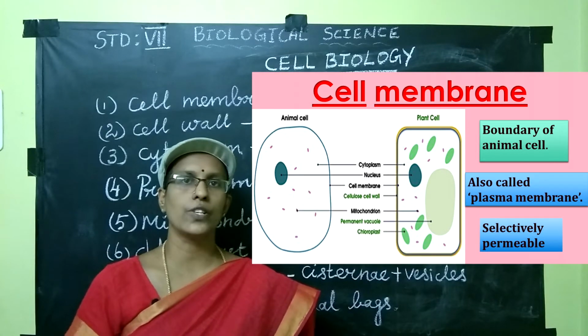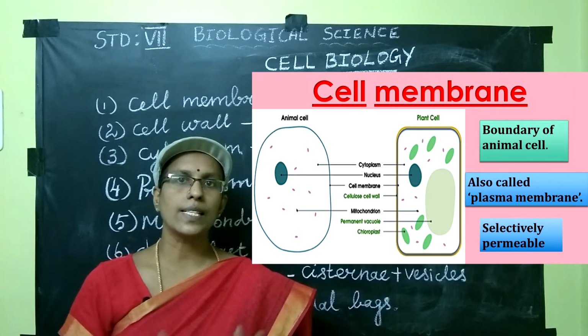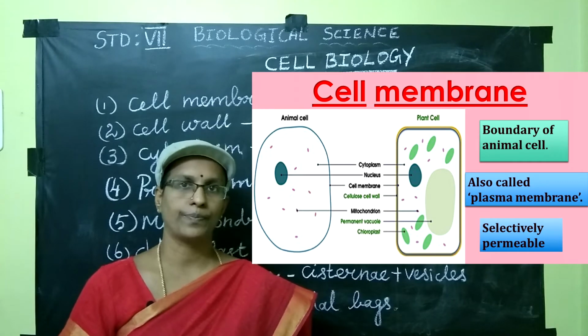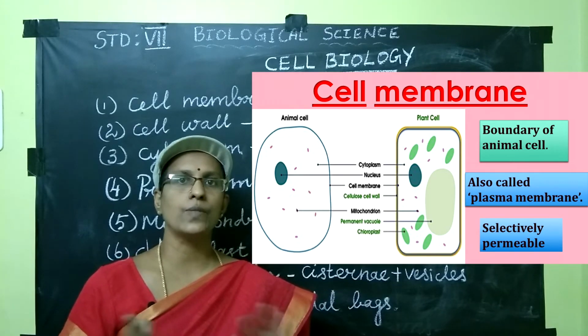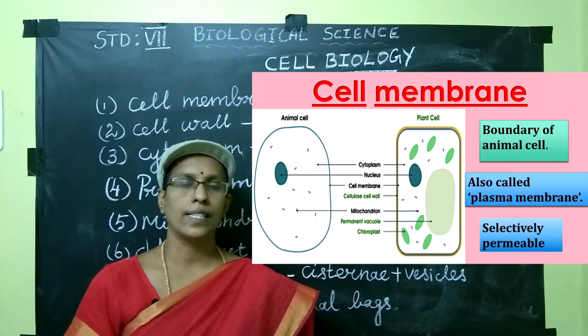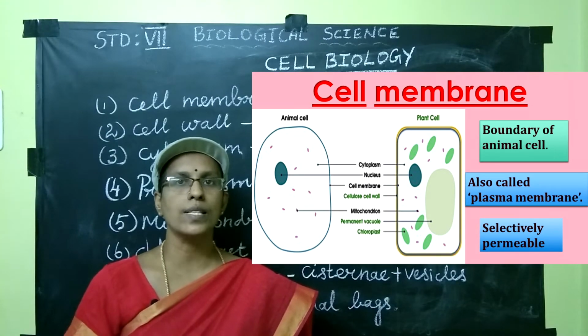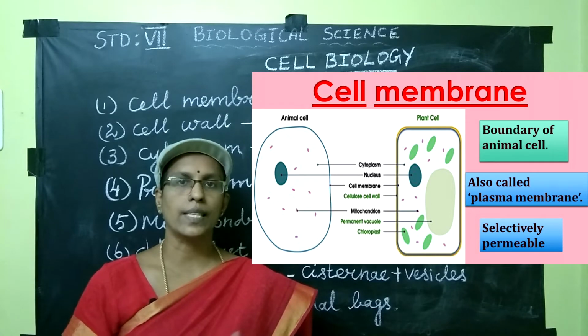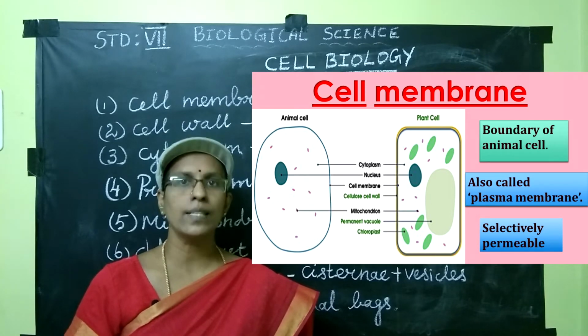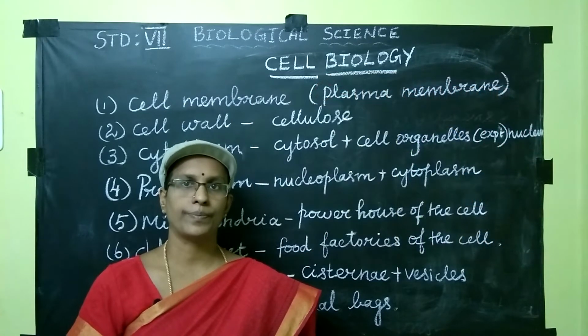Then what is the function of the cell membrane? The cell membrane protects the cell and it allows certain substances only in and out of the cell. That is why it is known as a selectively permeable membrane or semi-permeable membrane. The cell membrane is also known as plasma membrane.